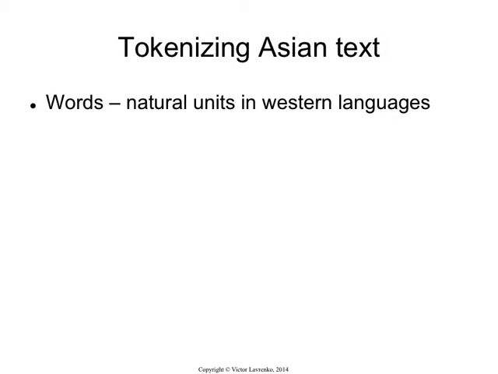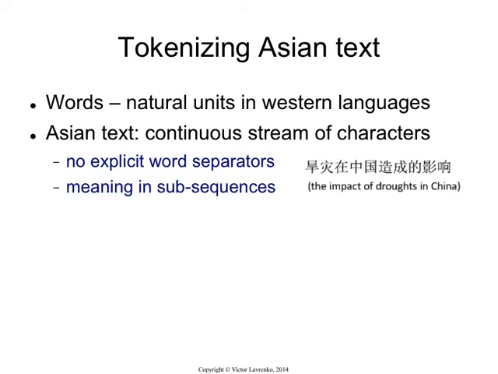Words are easy in Western languages. If you happen to be dealing with a non-Western language, then sometimes things get really, really hairy. So Asian text, for example, doesn't have explicit markers for ends of words. What it really is, is a contiguous stream of characters.